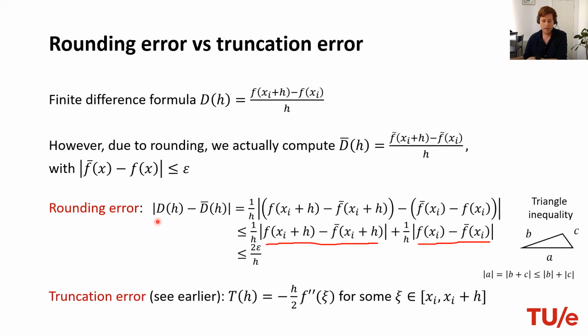Error is not only rounding error, there's obviously also truncation error, which we've adequately discussed in the earlier parts of this lecture. And for a forward finite difference formula, the truncation error can be expressed as follows. So it is proportional to h, it's proportional to the second derivative of f evaluated at some xi in between xi and xi plus h. So we now have an expression for the rounding error and an expression for the truncation error in such a forward finite difference formula.